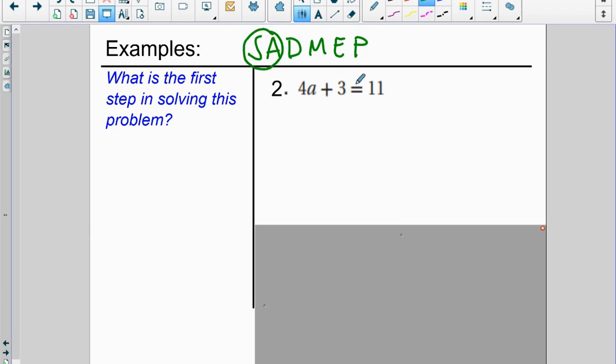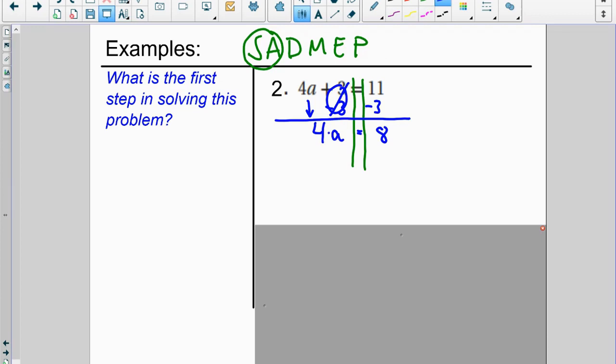We want to start by undoing any subtractions or additions. Well, I see that there's a plus 3 in this problem, so let's start by taking away 3 to undo it. 3 minus 3 is 0. But I still have that 4a on the left-hand side. And 11 minus 3 is 8.